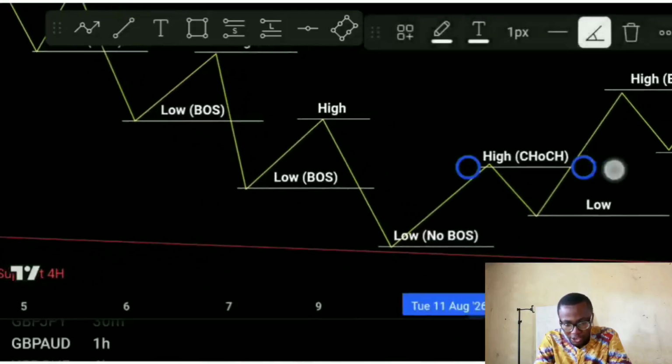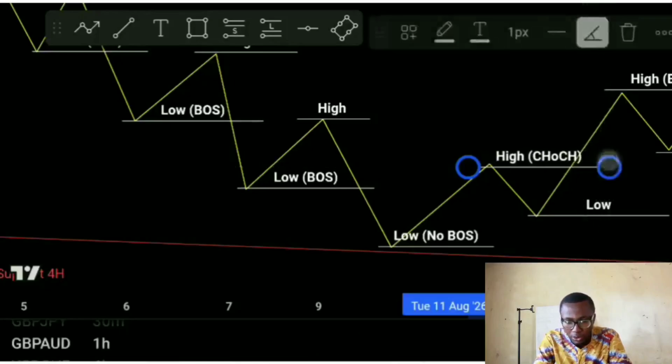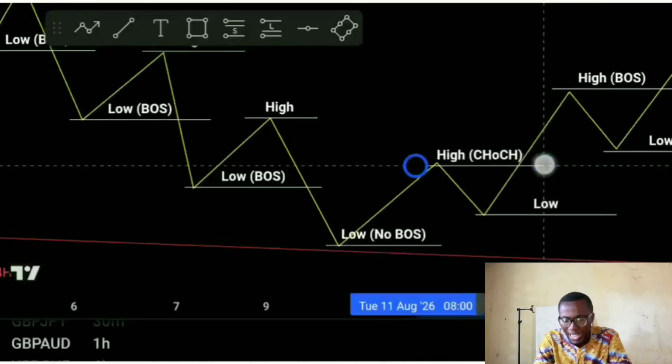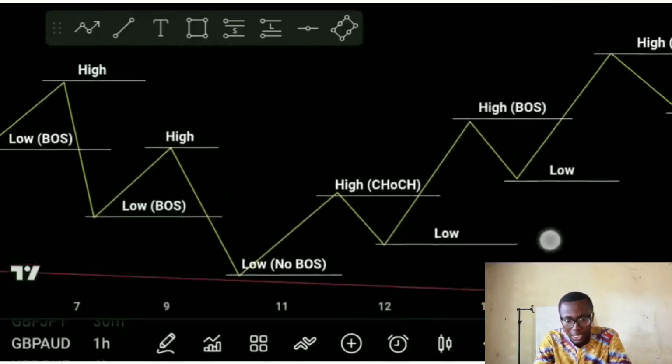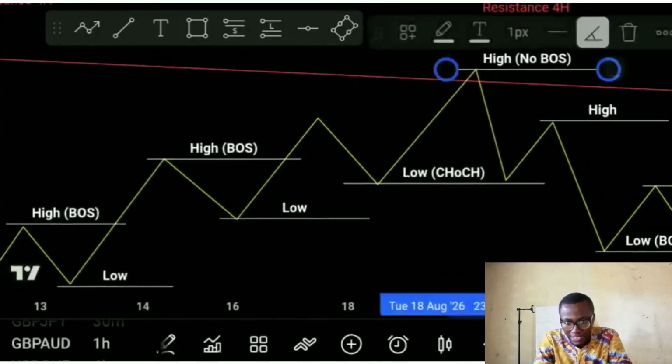Now, whenever you see change of character, it means the high has been broken. So when the high is broken, it became what? Change of character. After change of character, it became what? An uptrend. Started going up.